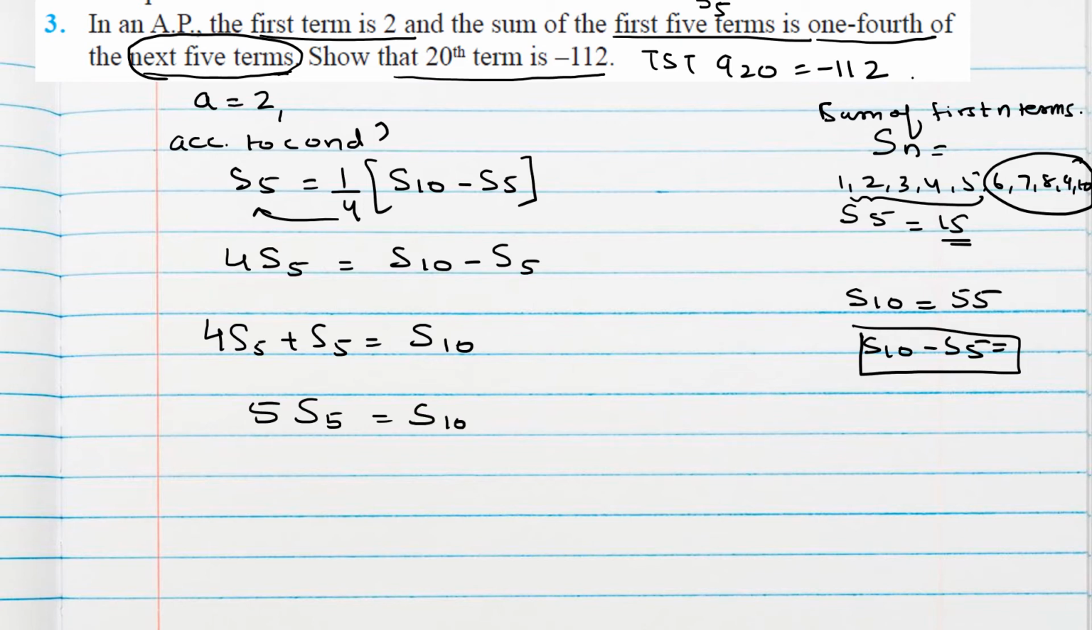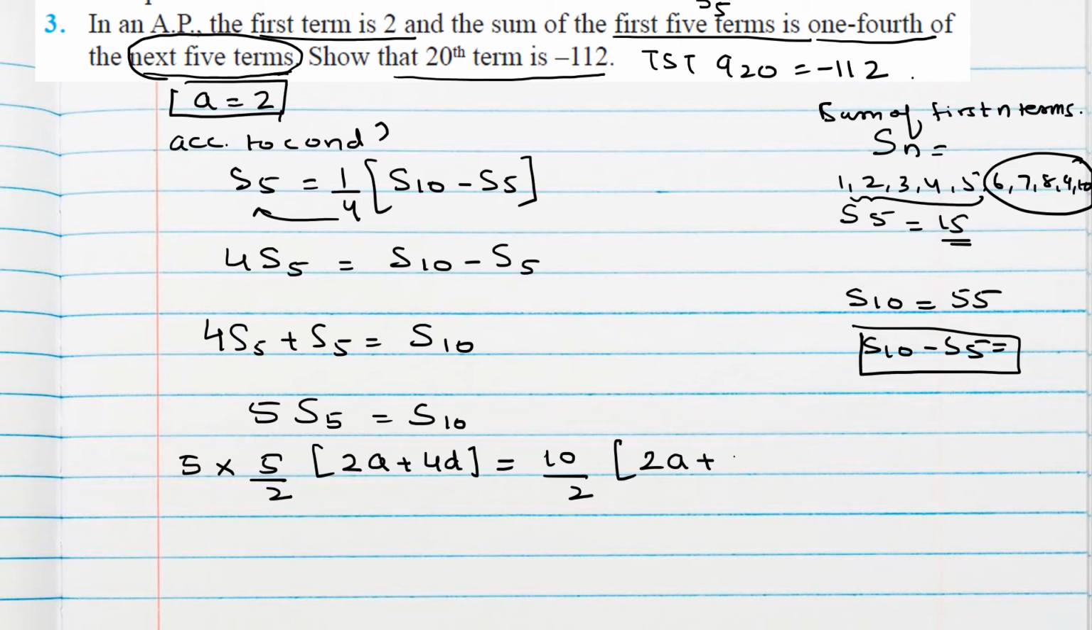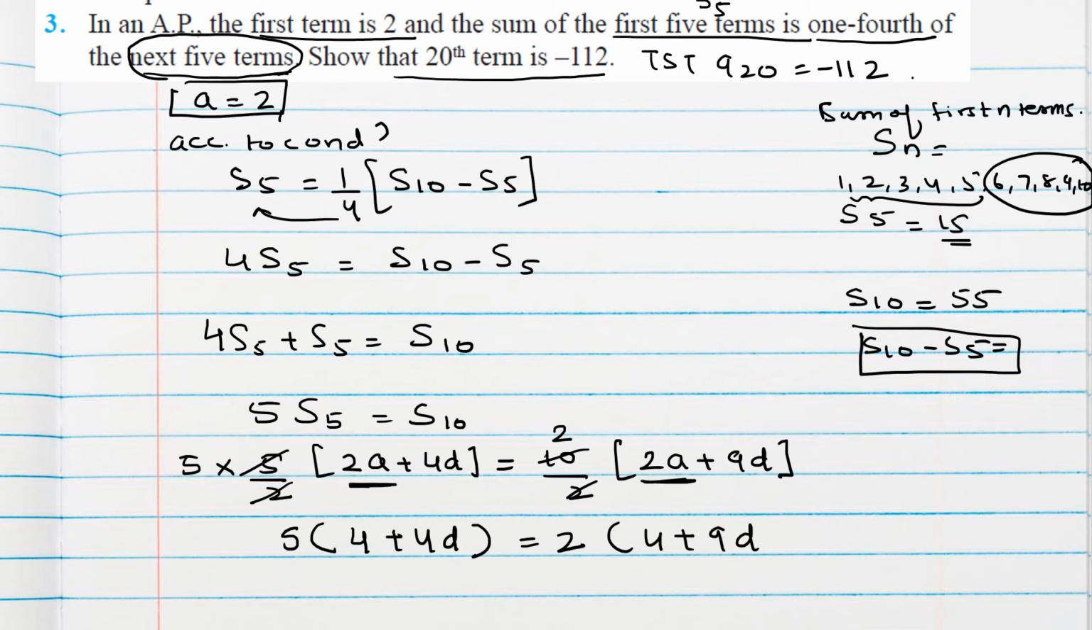Now we can apply the formula of S5 and S10. S5 is 5 by 2 into (2A plus 5 minus 1 means 4D). A value is also given, so that also we will keep in next step. S10 means 10 by 2 into (2A plus 9D). Okay, so here 2 will go, 5 will go with this 10, 2 will remain. So 5 times (2 into A means 4, plus 4D) equals 2 times (4 plus 9D).